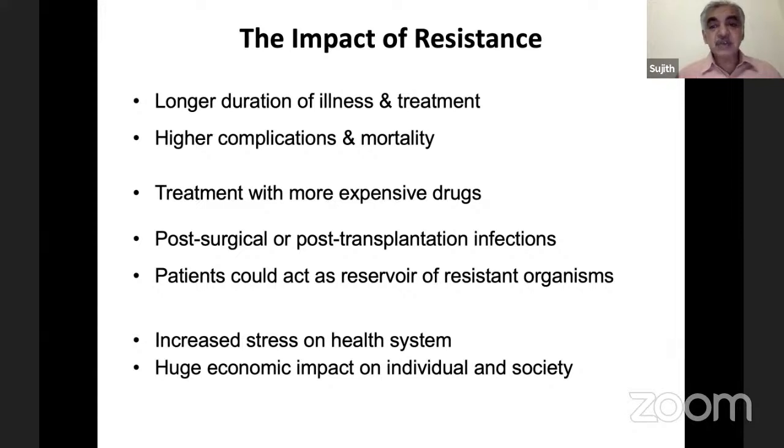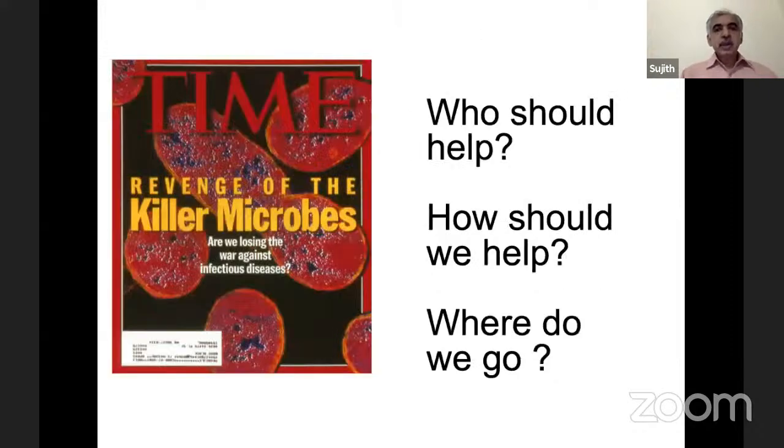And we have run out of effective antibiotics. There is research and development going on for some antibiotics, but at the rate at which AMR is increasing, will we be in time, is the question. And therefore, I think we have to do something about this if we are to truly minimize the impact of resistance. So who should help? And how should we help? Where do we go? What kind of strategies are needed?